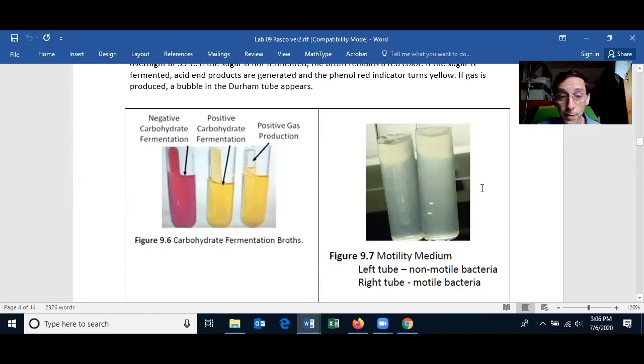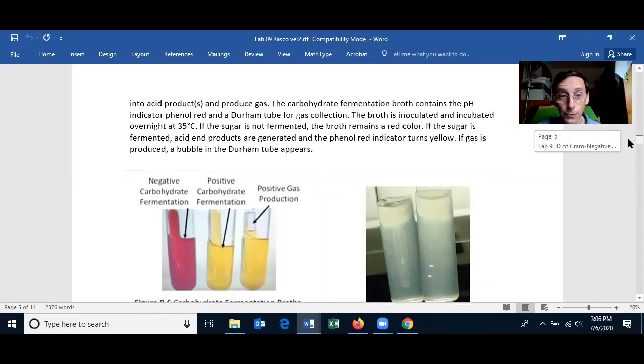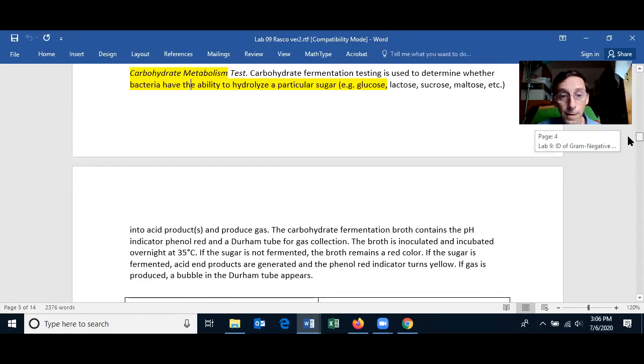If they ferment the sugar, the color will change from reddish to yellow, because the fermentation of the sugar produces acids, and the acid changes the PR, phenol red, to a yellow color. And if the PR is not acidic, it'll stay reddish. Okay? And it'll actually turn pinkish at the top if it becomes basic, but you don't need to worry about that part.